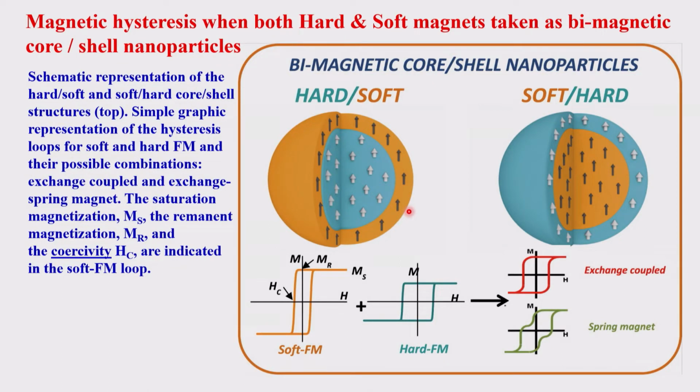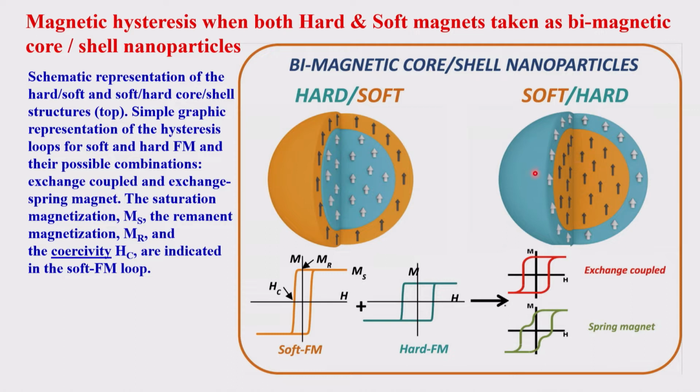Now, can we have such a soft core shell and a hard core shell, and then join them together? What kind of magnetization properties would come out of that? For example, here you have the hard inside and the soft cover outside. Here you have the soft inside and the hard cover outside. Now, these are two different core shell materials.